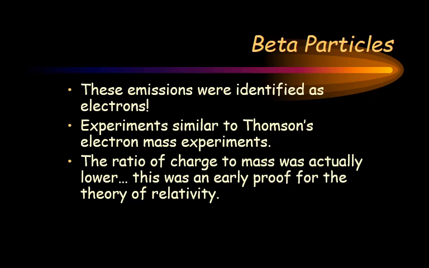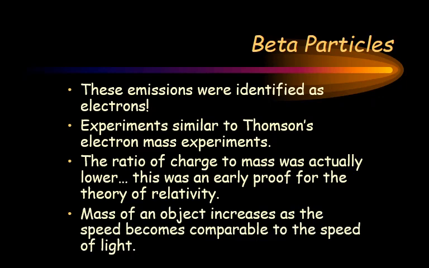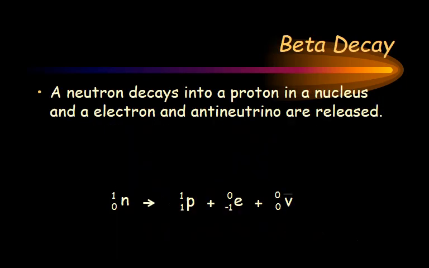And one of the things that's interesting here is the ratio of the charge to mass was actually lower. And so this was an early proof of Einstein's theory of relativity, where you have that discrepancy in what's going on with mass, which we'll get into in great detail. The mass of an object increases as the speed becomes comparable to the speed of light, and this was starting to be seen here with these beta particles.